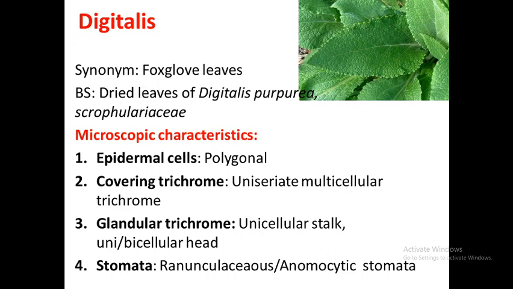Next, see the digitalis, which is also known as foxglove leaves. These are the dried leaves of Digitalis purpurea belonging to family Scrophulariaceae. The microscopic characteristics show the epidermal cells which are polygonal in nature. Then it also shows the covering and glandular trichomes. The covering trichomes are uniseriate multicellular trichomes and glandular trichomes have a unicellular stalk with uni or bicellular head. It also contains the stomata, which are anomocytic or ranunculaceous stomata in digitalis.